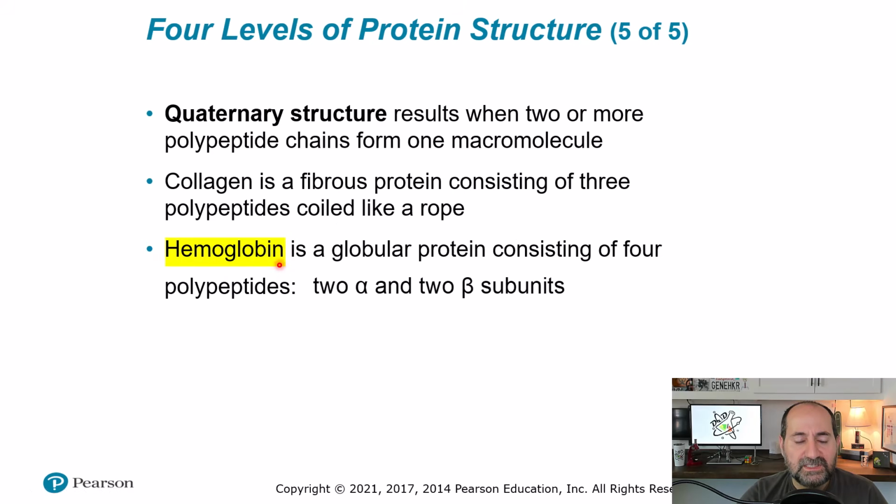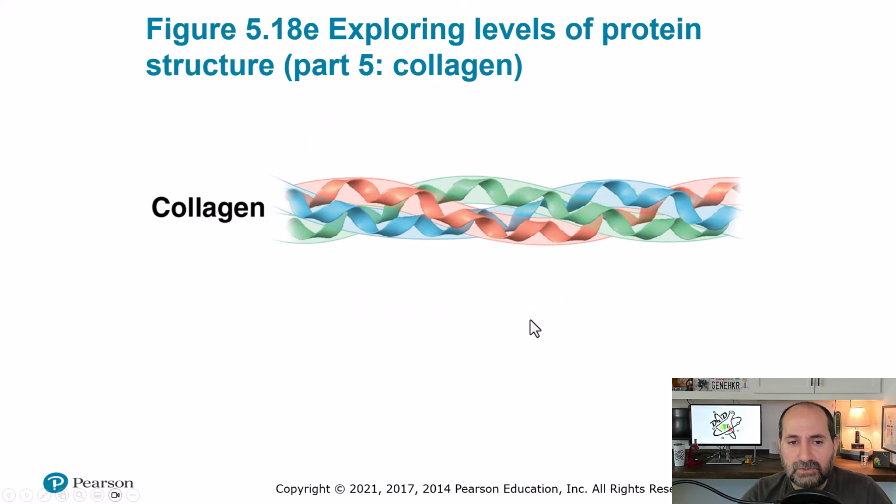Next, hemoglobin is another very common example of a quaternary structure. You've heard of hemoglobin, right? A globular protein consisting of 4 polypeptides. This is the protein in your blood, your red blood cells, that helps you to transport oxygen to your cells, right? To transport oxygen around your body. Hemoglobin is made up of 4 individual polypeptides: 2 alpha proteins and 2 beta proteins. These are known as the alpha and beta subunits.